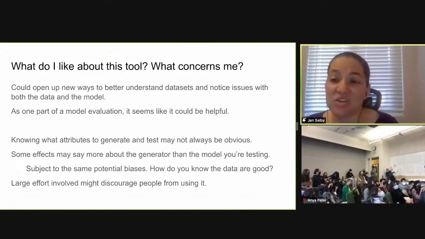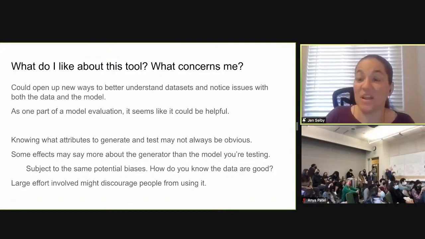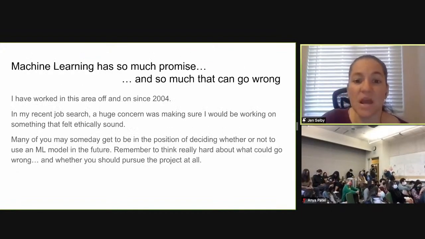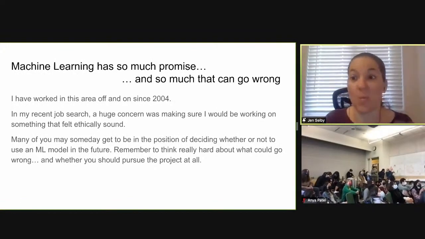And also just the large effort, I would worry about that, meaning people go, oh, that's too much, I'm not going to do that. But although again, the flip side is if they do it, it really does help them understand the data set. So that's good.